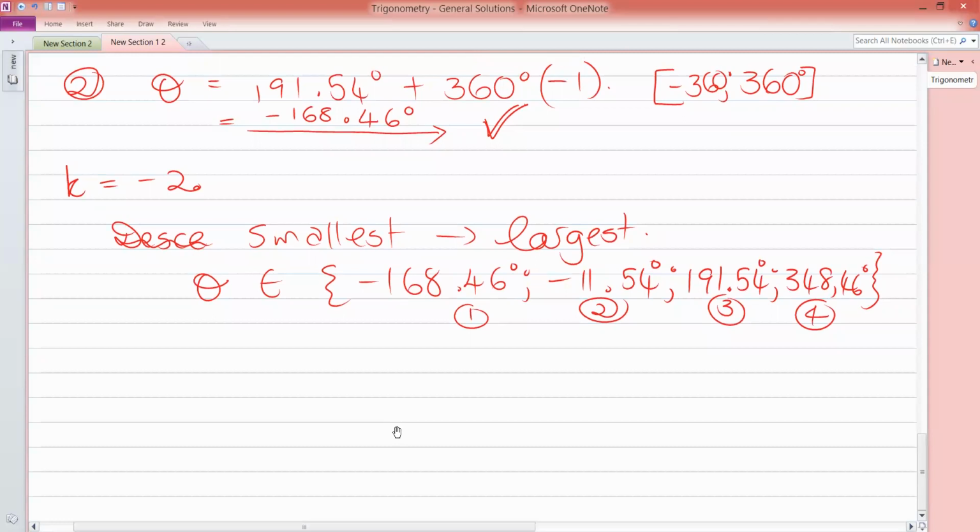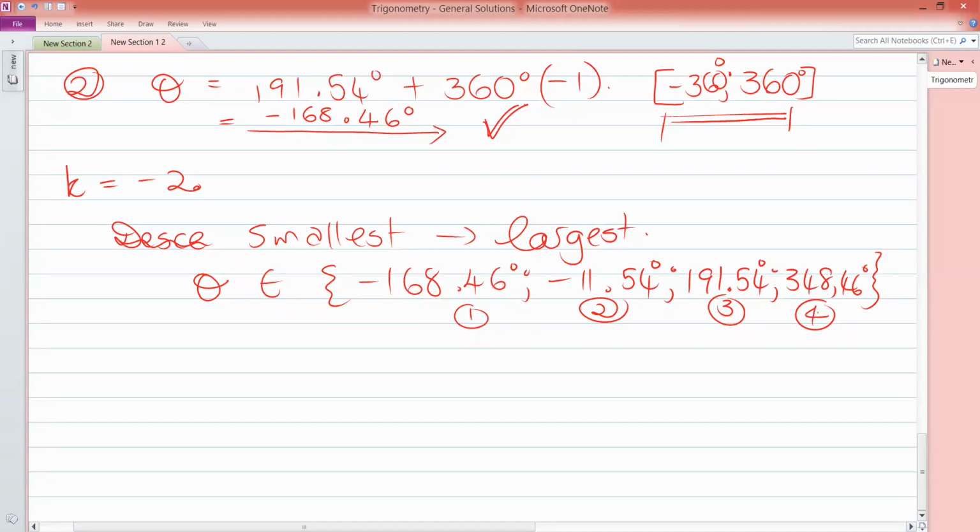Yes, you can't just give one, because remember the question was they want all values of theta which are between the range -360 degrees up to 360. So you have to show all four solutions. Okay, awesome. Ma'am, and the numbers that we use, must it always be 0, 1, and 2, or can it be -1, 0, and 1?